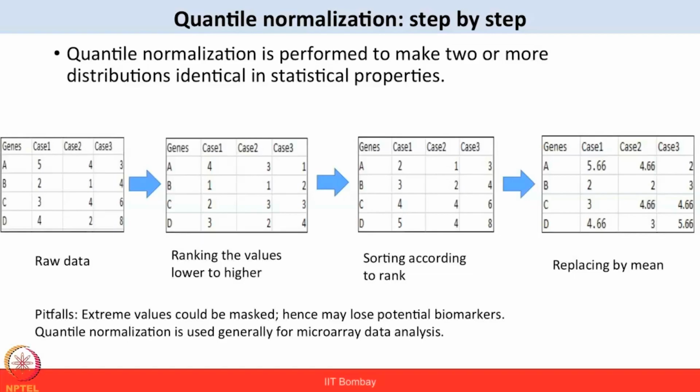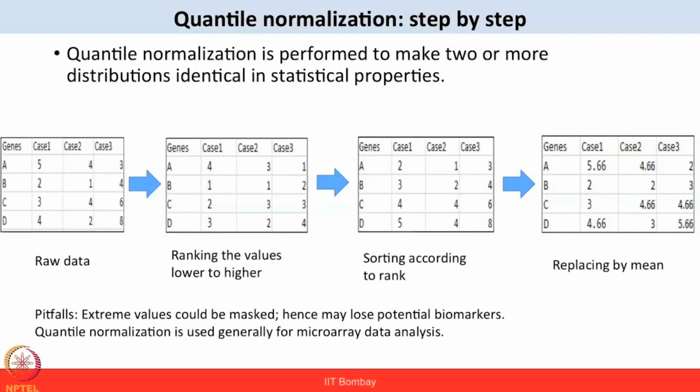So from the raw data, the first task is to rank the values from lower to higher. As you can see in the ranking of the values from lower to higher, in case 1 the value 5 is given a rank 4, that is, it is taking a rank from lower to higher order. The next step is to sort the data according to the rank, that is 1, 2, 3, 4. There are 4 genes here, and after that we would replace the values by the mean for that particular rank.